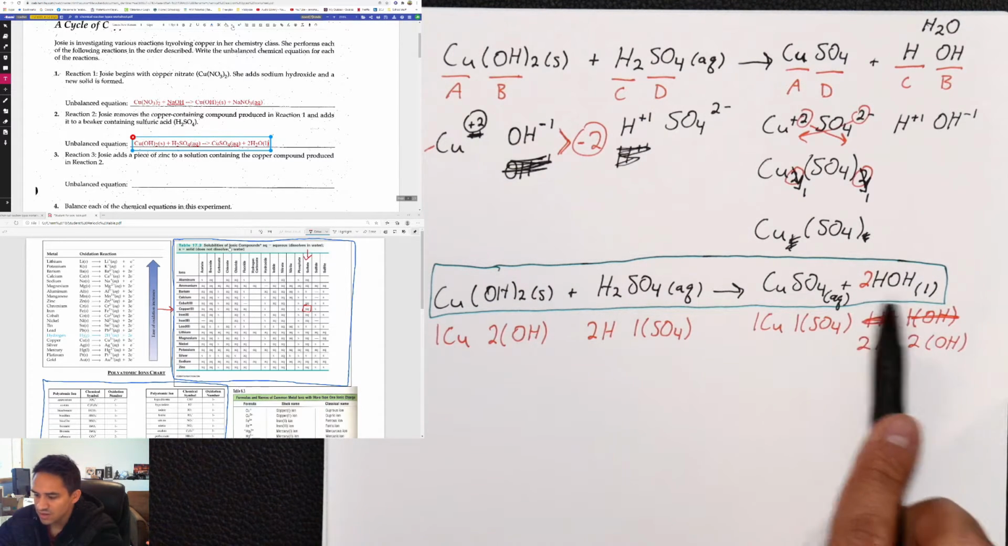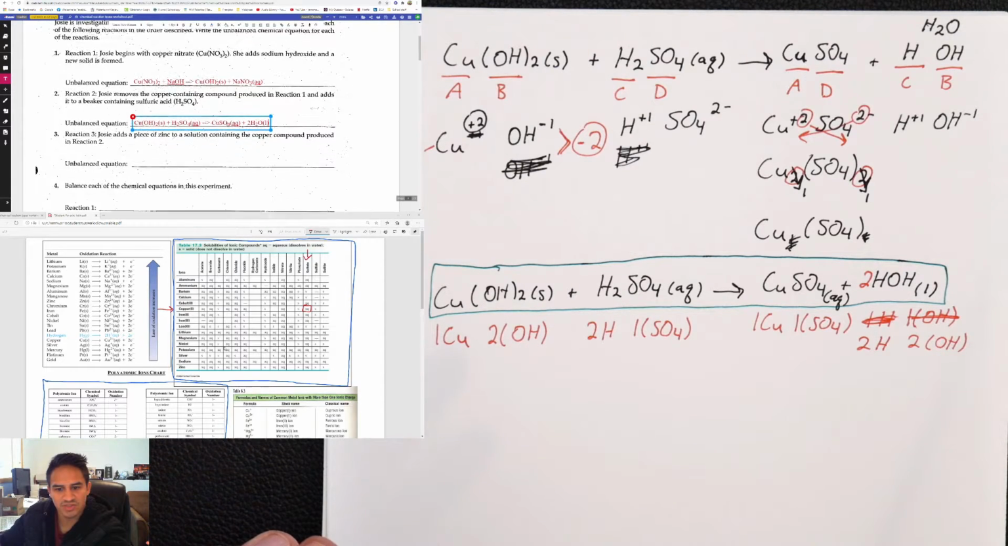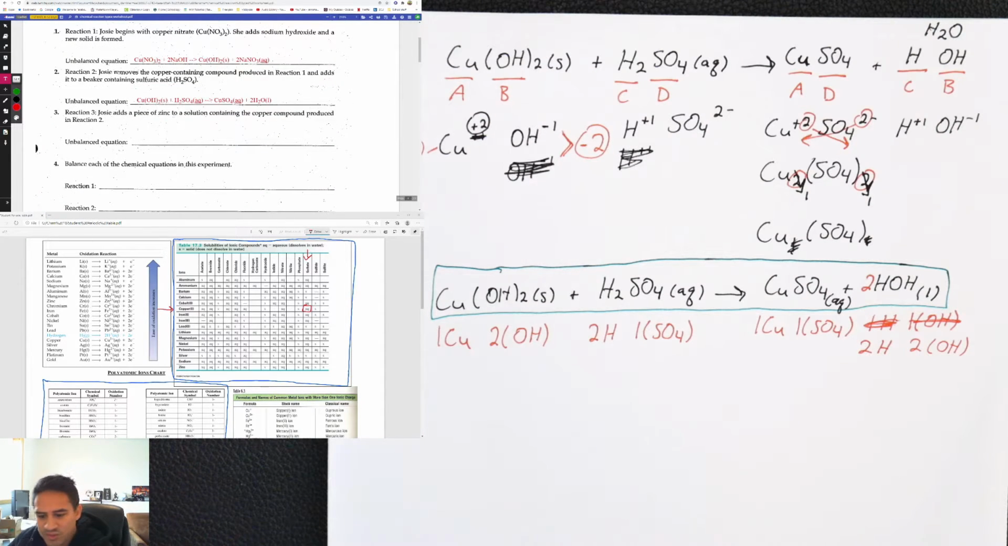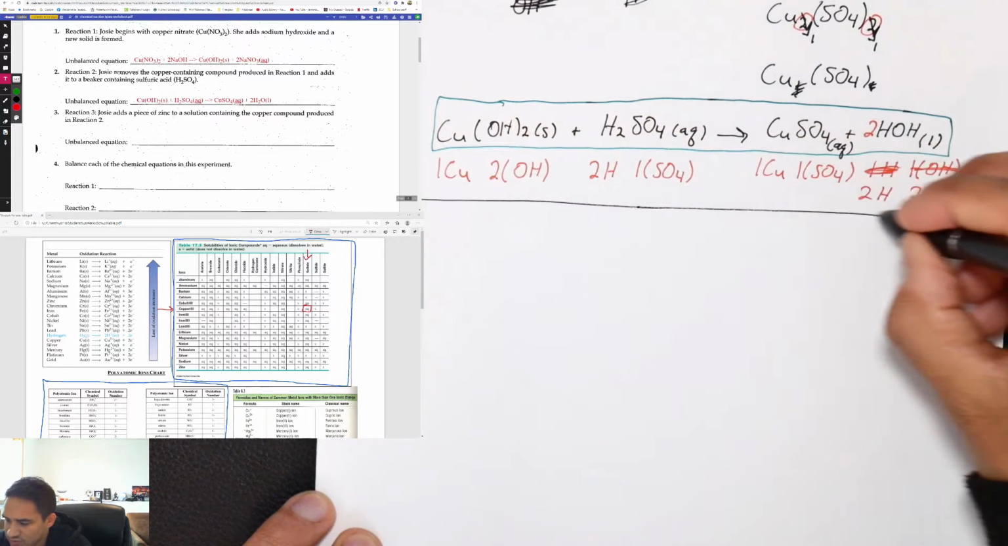So that is our whole thing for reaction number 2. We're going to move on to reaction number 3. For reaction number 3, Josie adds a piece of zinc to a solution containing the copper compound produced in reaction 2. So we're going to write out this reaction.